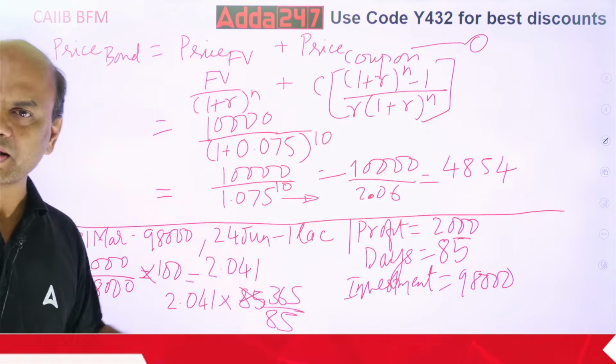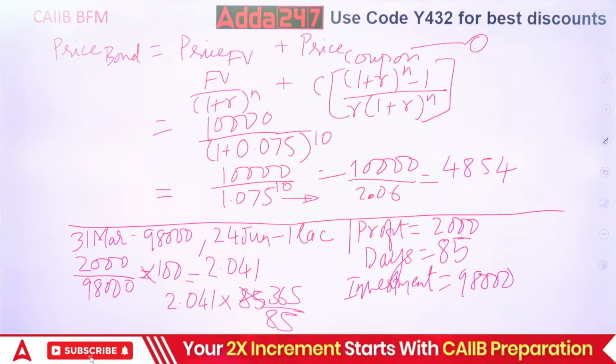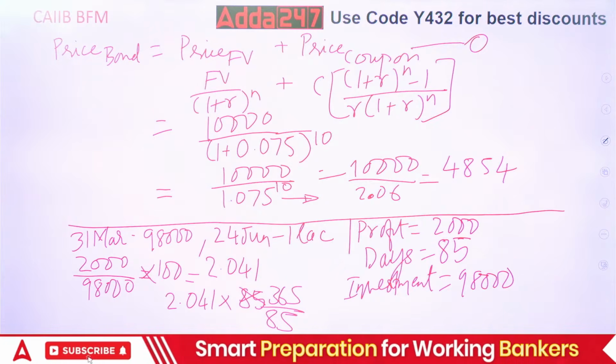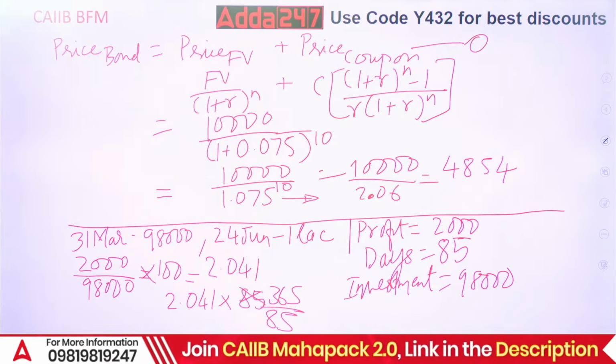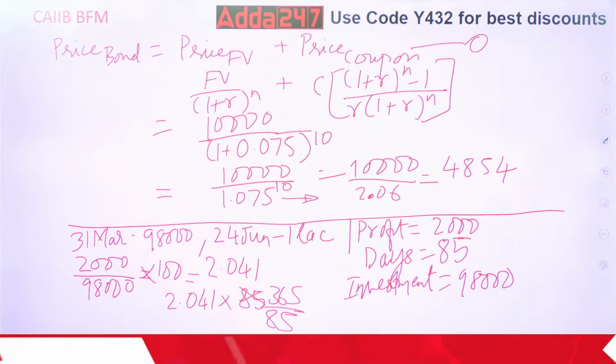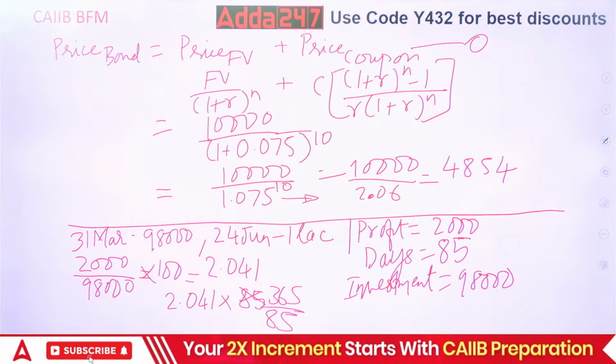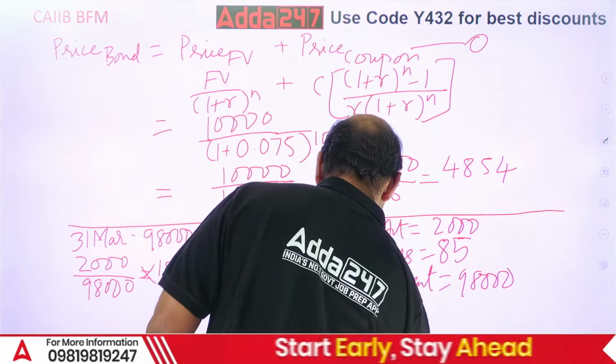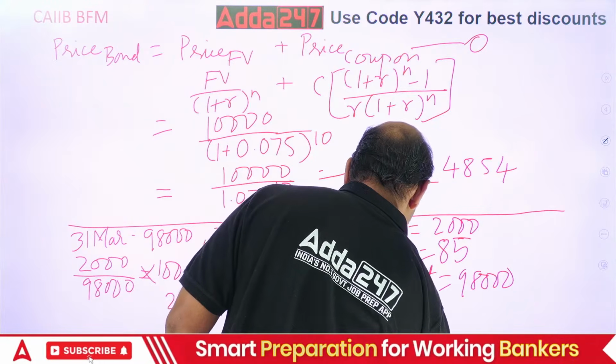So cross multiply. You'll get 2.041 into 365 upon 85. So 8.76 I am getting. I am getting it as 8.76. So the annualized yield is 8.76%.